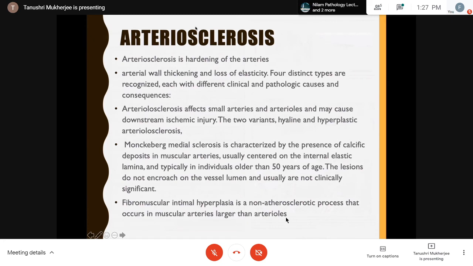The Monckeberg medial sclerosis is characterized by the presence of calcific deposits in the muscular arteries, usually centered on the internal elastic lamina. In individuals older than 50 years of age, the lesions do not encroach on the vessel lumen and usually are not clinically significant. The fibromuscular intimal hyperplasia is a non-atherosclerotic process that occurs in muscular arteries.